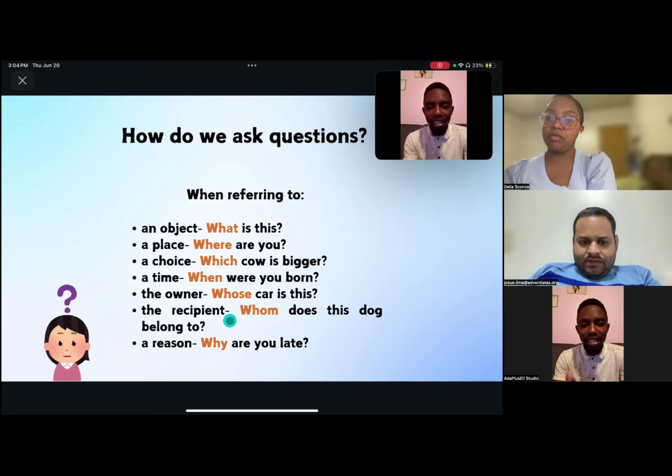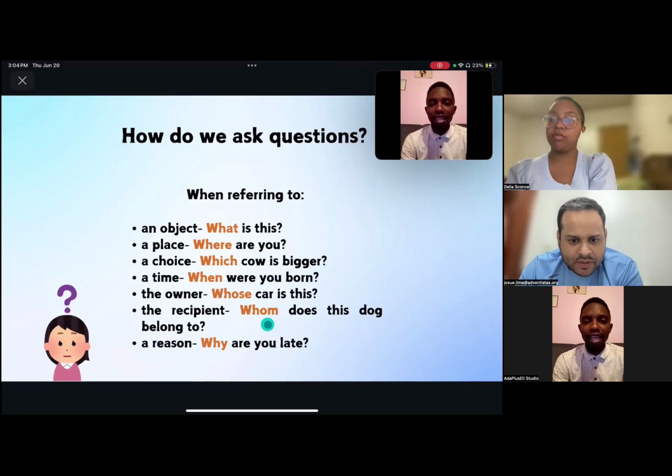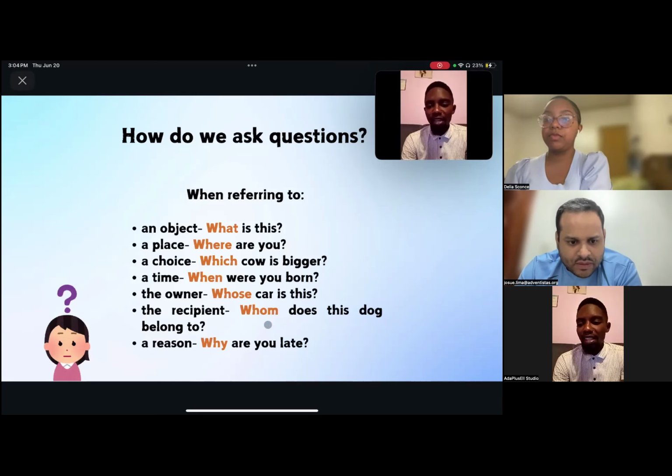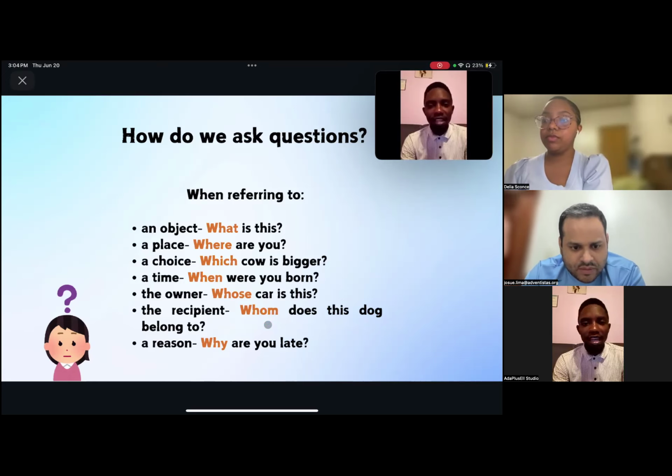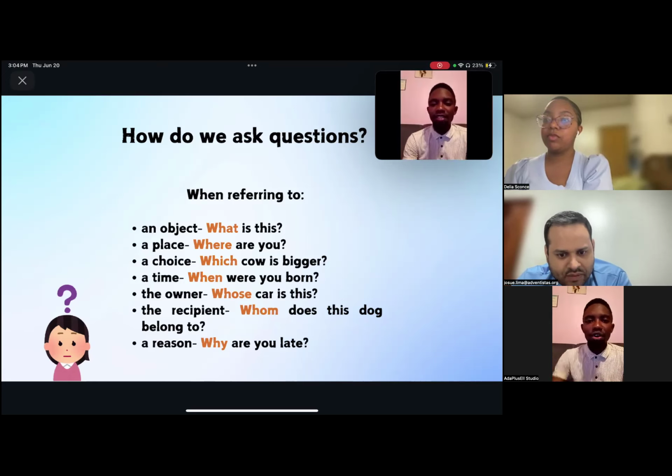Like it belongs to. Whom does this dog belong? For example, you are sitting somewhere and you find three phones there, and you want to ask whose phone this is. You can say, whom does this phone belong to? And then someone will say, oh, it's my phone. So that is an example.